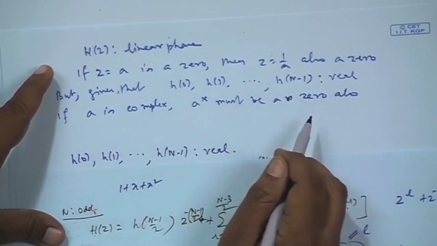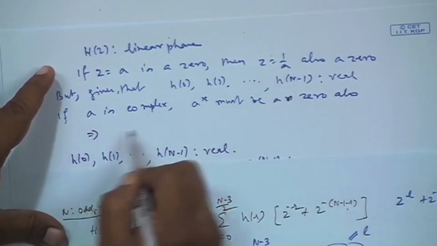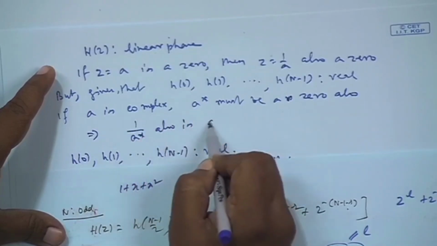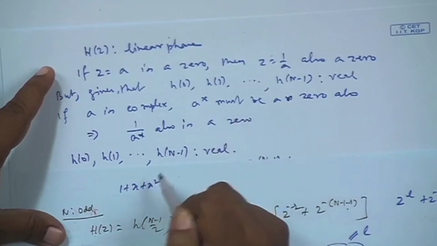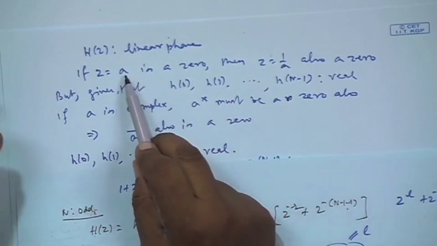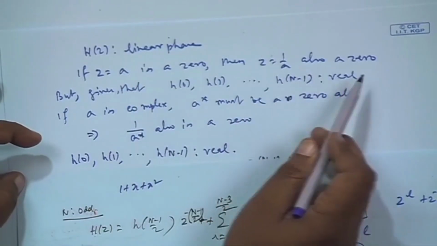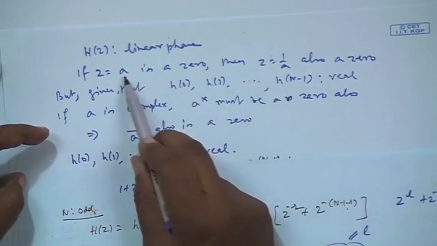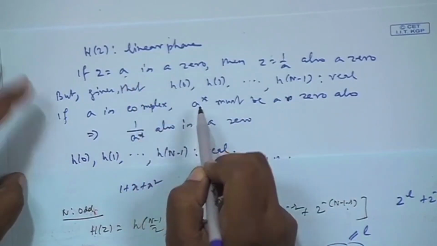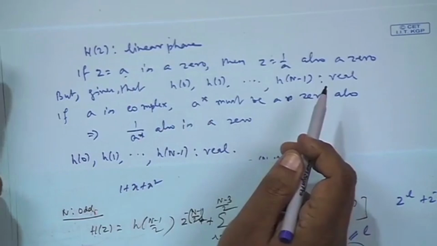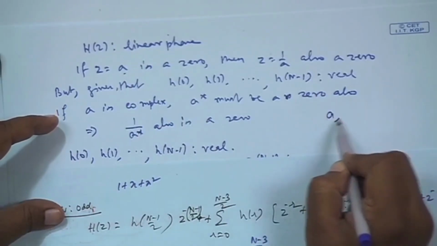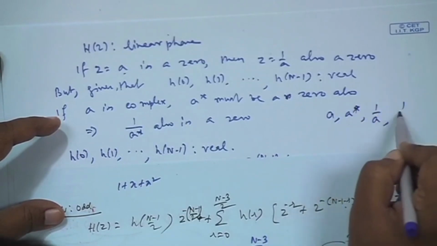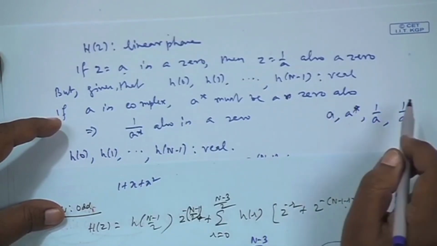But since the filter is linear phase, this also implies 1 by a star is also a zero. First, for any root a, any zero a, 1 by that is a zero. And separately, if the filter coefficients are real and a is complex, a star is a zero, and therefore 1 by a star is also a zero, because the filter is linear phase. So together we have a, a star, 1 by a, 1 by a star, 4 roots together.